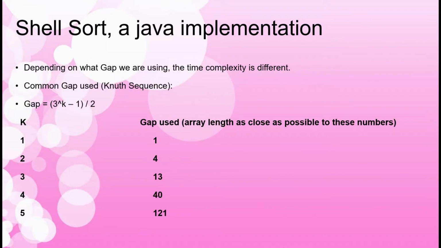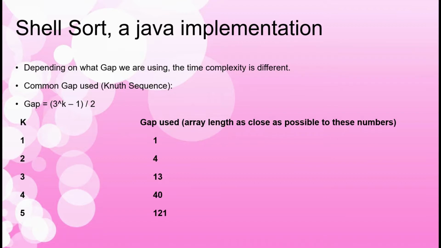Depending on what gap we are using, the time complexity is different. Commonly, a gap that is used is the Knuth sequence. With the Knuth sequence, you can find the gap with the formula 3 to the k minus 1, and the result of that you divide by 2.